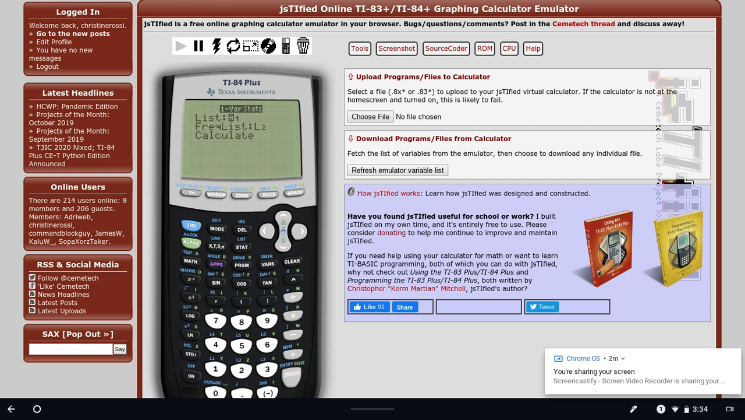Now, remember we're doing stat, and this time we're going to calc in our one var stats. In our one var stats, we don't have a frequency list anymore, so make sure we clear that out. And let's calculate that.